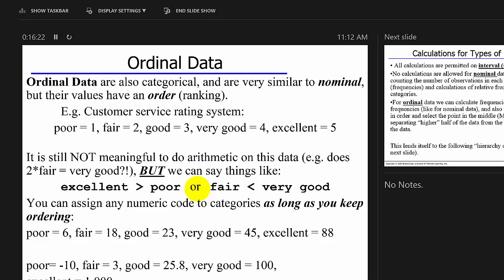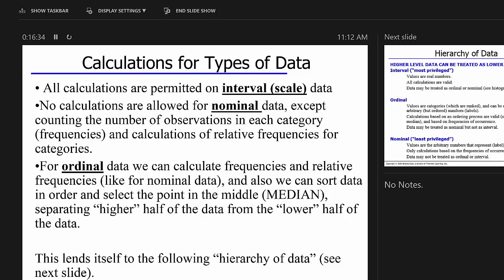So again, we cannot compute the mean, we can't compute the standard deviation, practically nothing. The only thing that we can compute with the ordinal data is something called the median. We're going to talk about that later. So, calculations. Interval data is very highly privileged. Just like we discussed, practically any type of meaningful computation that you can imagine is permissible on the interval data. Scale, that's how SPSS calls it, scale data.